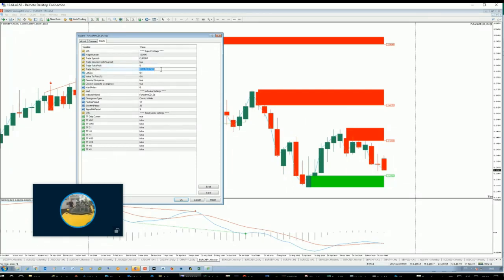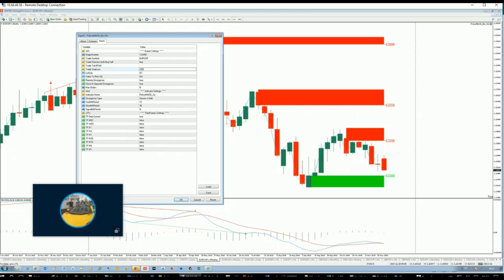Stop loss. You can just put in nothing there. Don't put in 0 or it'll actually just take profit at 0. So just put in nothing. Make sure that's blank. Take profit, make sure it's blank. Okay, take profit is blank. Your stop loss is $100.